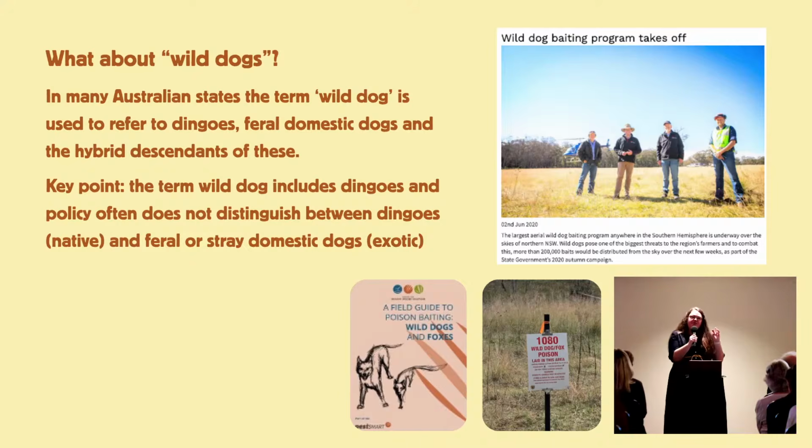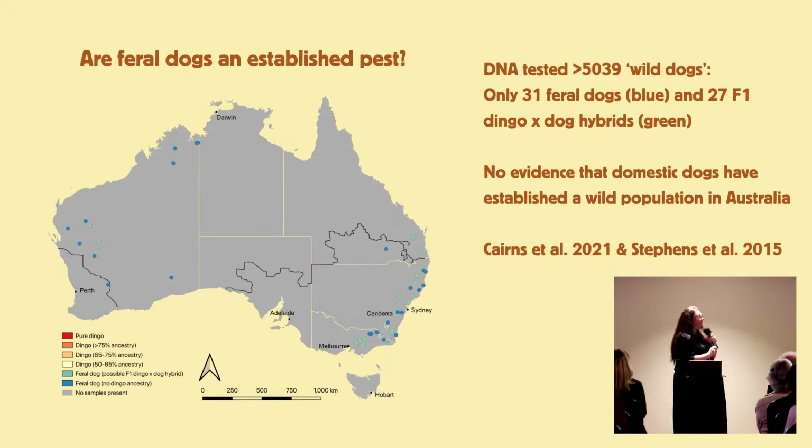And I think that's really important to understand because people often think that wild dogs are a different thing to dingoes. But it's very clear when you look at the definition of these animals that policy does not distinguish between dingoes and feral or stray domestic dogs. But are feral dogs actually an established pest in Australia?